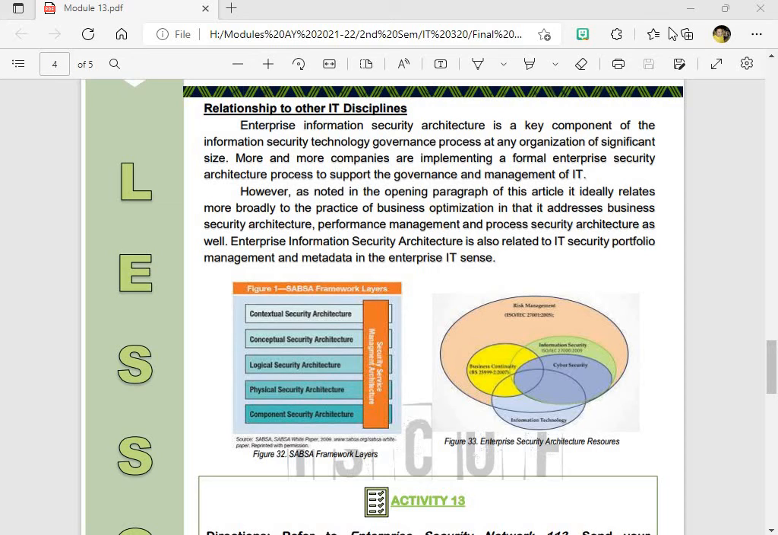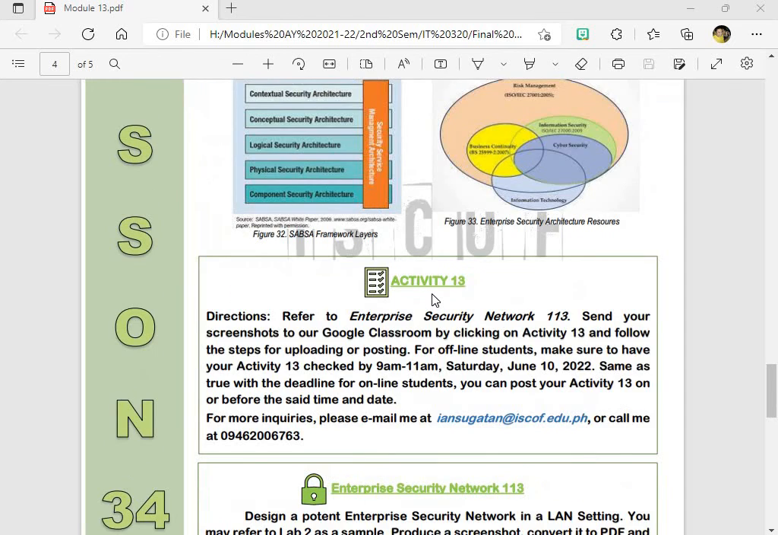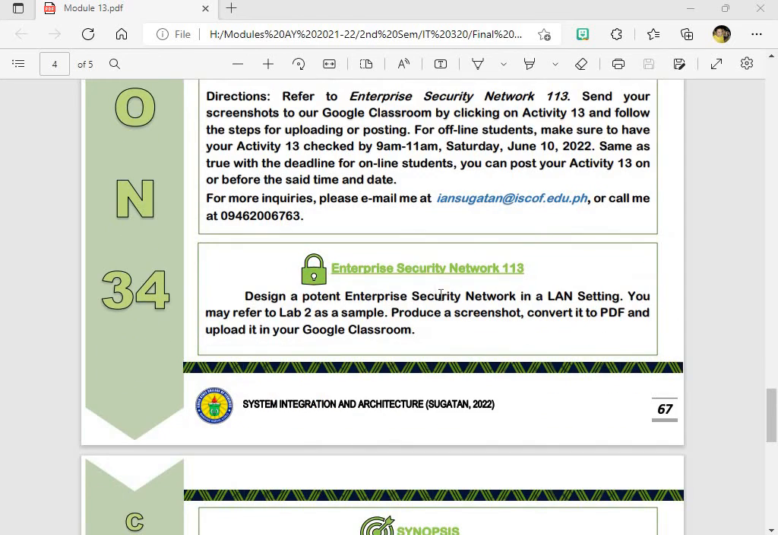Okay? Now for your activity number 13, it's called Enterprise Security Network, and you're going to design a potent enterprise security network in a LAN setting. You may refer to Lab 2 as a sample. You can do this in Microsoft Word or Microsoft Visio. This is just network mapping. All you have to do is map the computers. You can use any example for this one. Just draw it, guys.